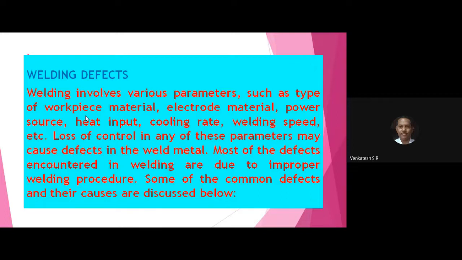Remember, the parameters which affect welded joints are the type of workpiece material, electrode material, power source, heat input, cooling rate, and welding speed. If there is a problem in these parameters, it leads to the formation of defects in the joint. For that reason, properly control the parameters so that you can avoid the formation of defects.